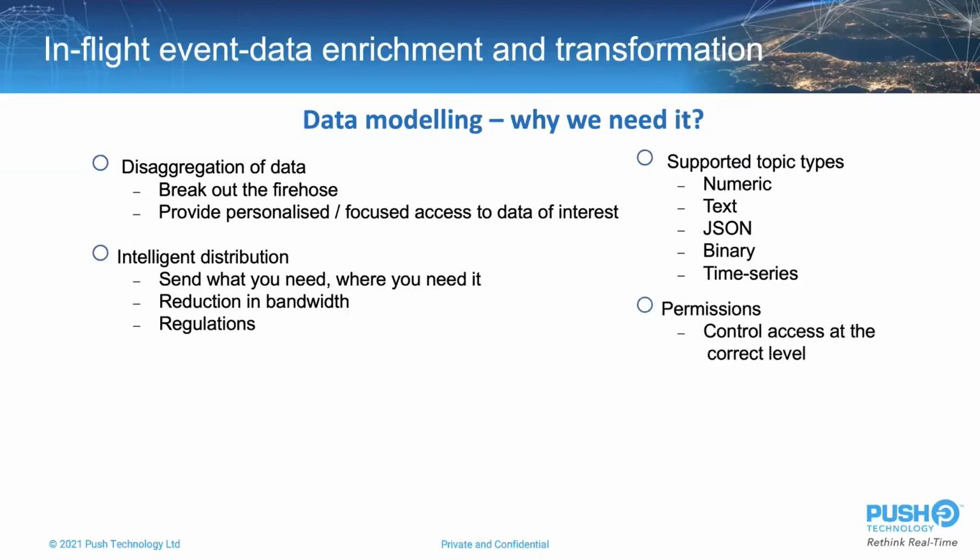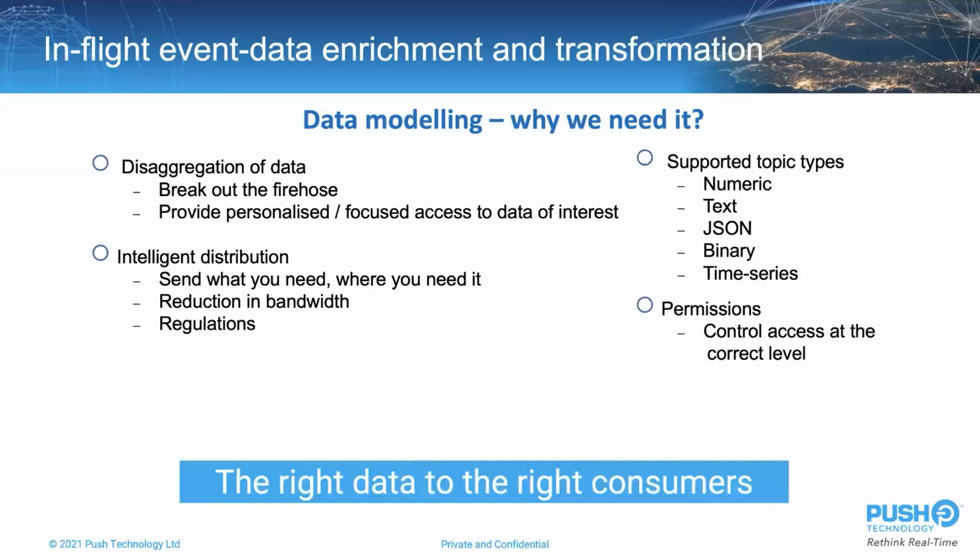And then there's how to control access to the data. We will look at the permissioning model and how Diffusion's APIs can integrate with our clients' single sign-on systems so that, at a very granular level, we can determine exactly which users are receiving what data. And this is all done in real time. No need for overnight caches or weekend changes. The summary is that data modeling is about getting the right data to the right consumers.